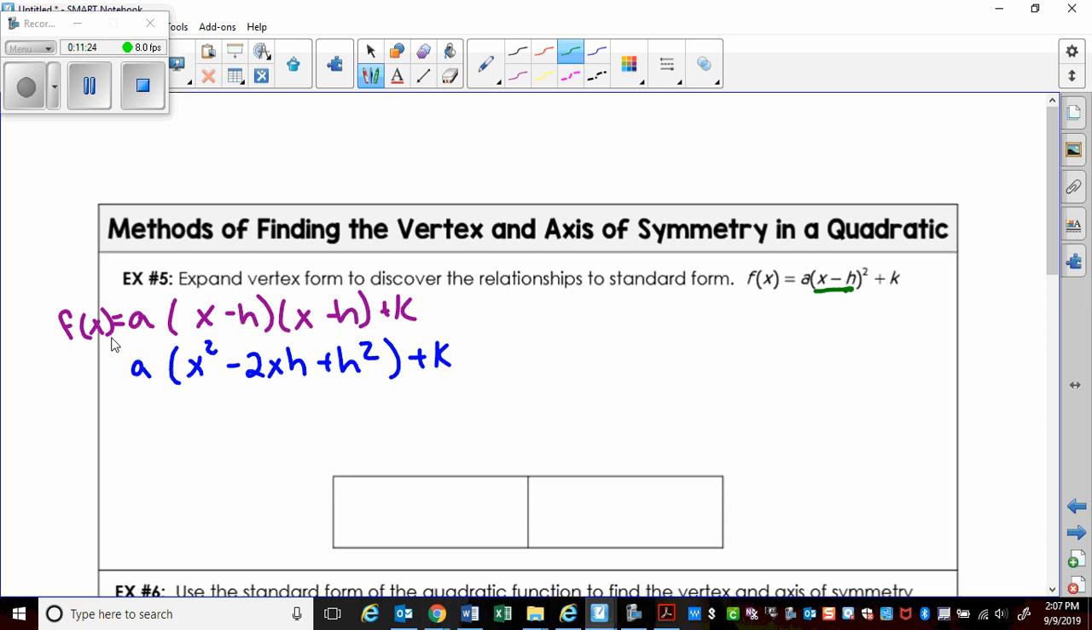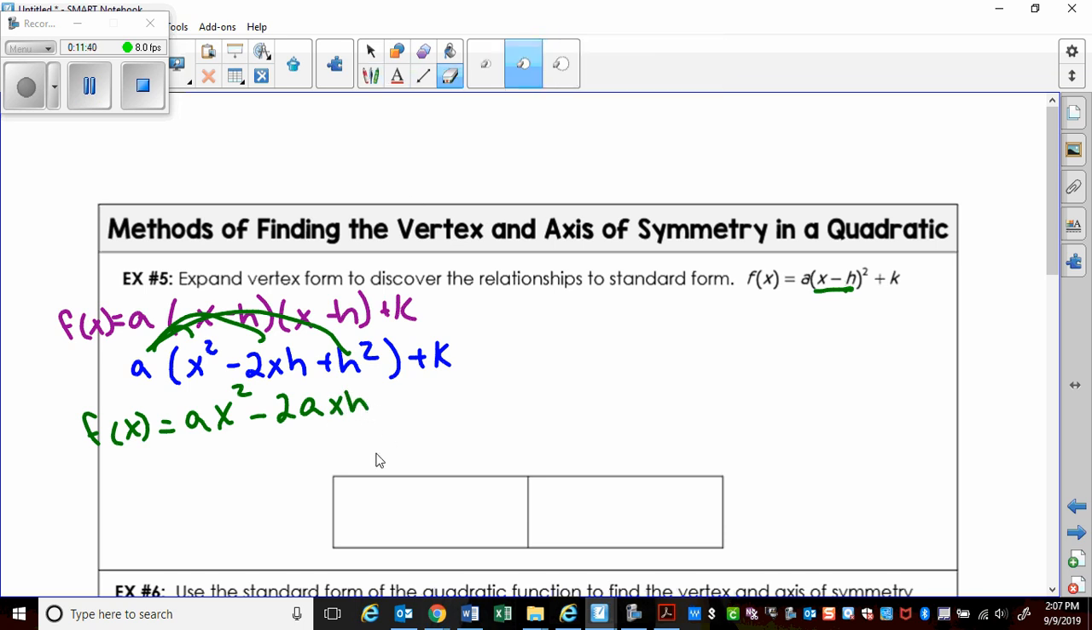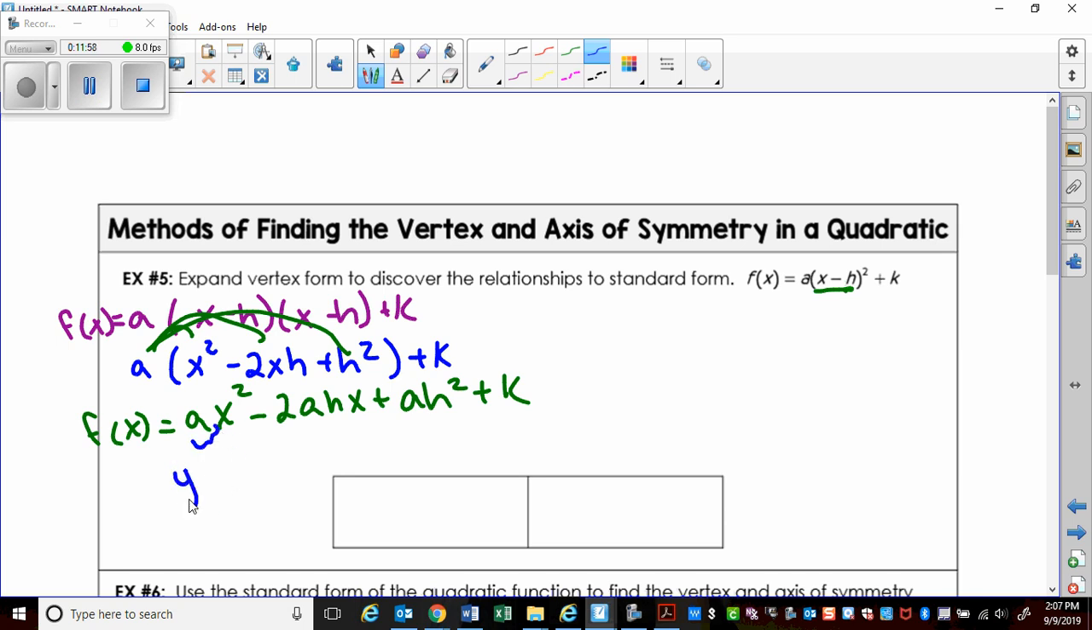Now I have to distribute this a into my trinomial. So this is a x squared minus 2a xh. I want the x's last, so a h x plus a h squared plus k. Now, this is a. So I'm just going to bring this down. y equals a x squared.